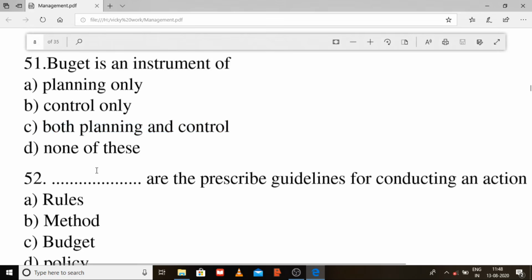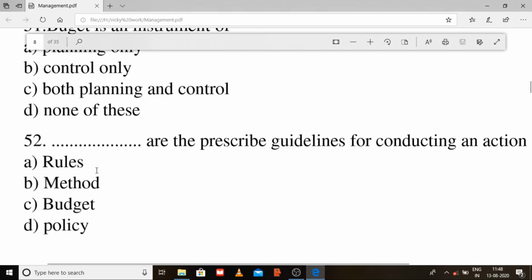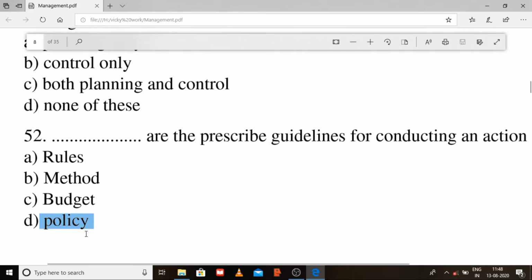Question number 52. Dash dash are the prescribed guidelines for conducting an action. Option D. Policies are the prescribed guidelines for conducting an action. Question 52, option D is the answer.